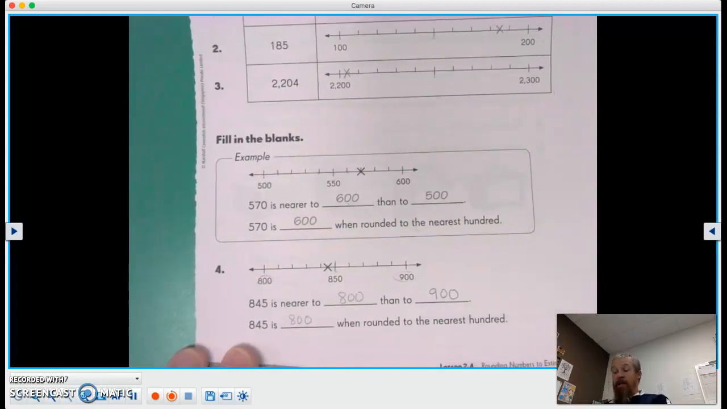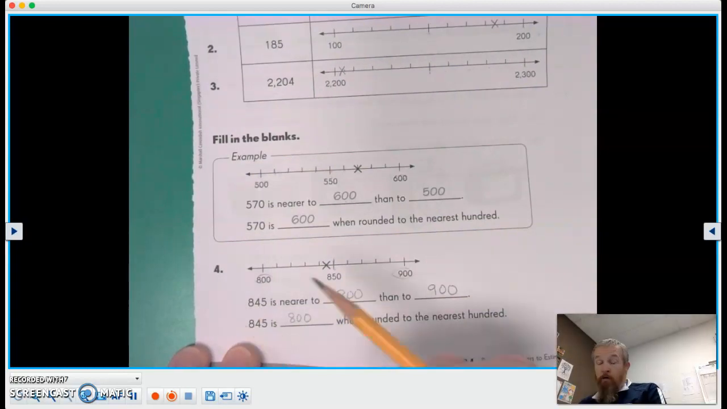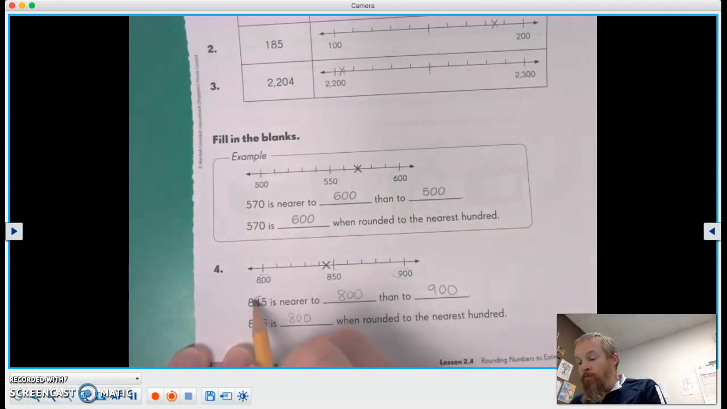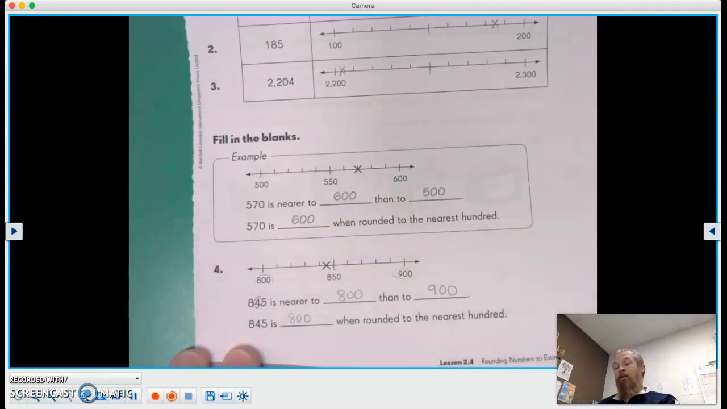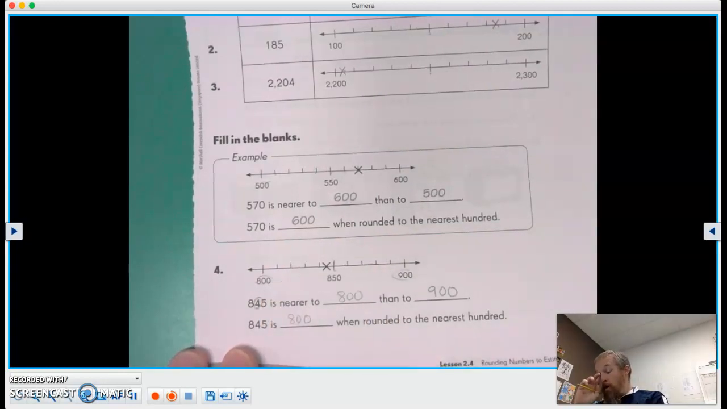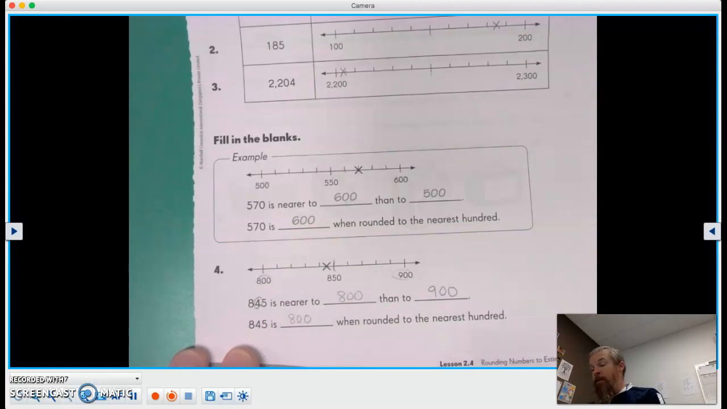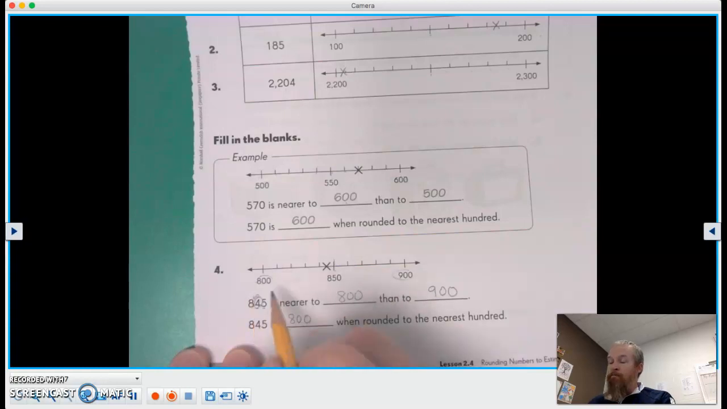One thing we like to say is we look next door, right? So we're looking at the 4. 4 or less, let it rest, 800. Or 5 or more, raise the score, would push us up to 900. Notice that's a 5, but that's in the ones column. We only look one spot next door.